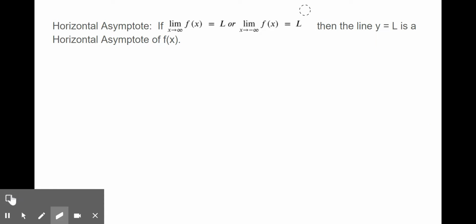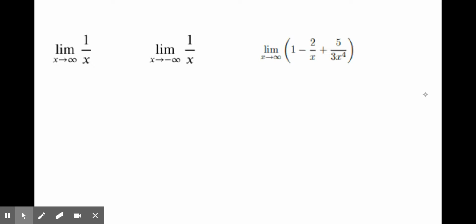What we're going to do with the rest of our time is talk about how to actually calculate some limits as x goes to infinity or negative infinity. Let's take a look at this first limit: the limit as x goes to infinity of 1 over x. If I take infinity and plug it in, in quotes, because you really can't plug infinity in, you get 1 over infinity. So the question is, what is 1 over infinity?